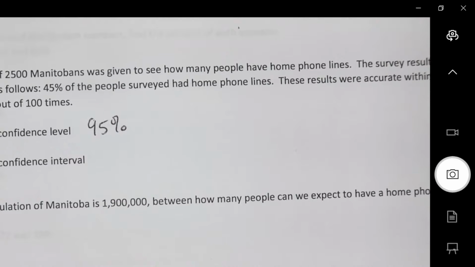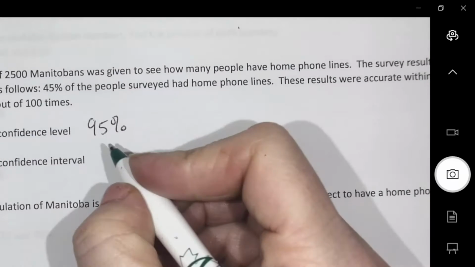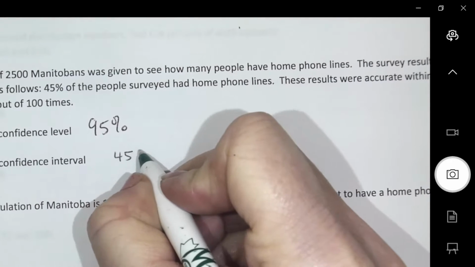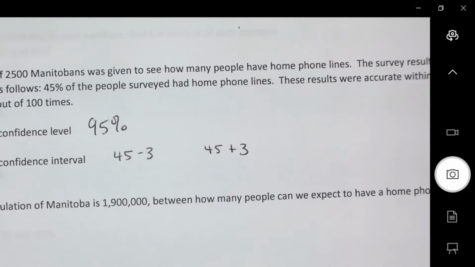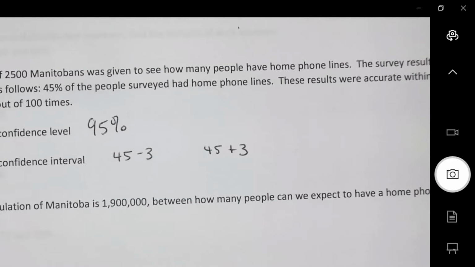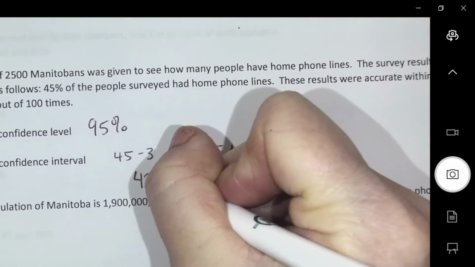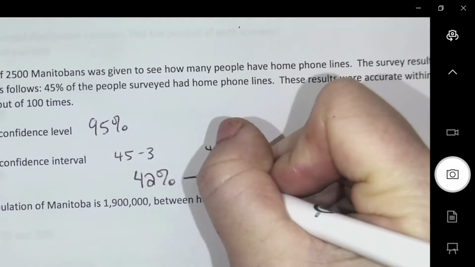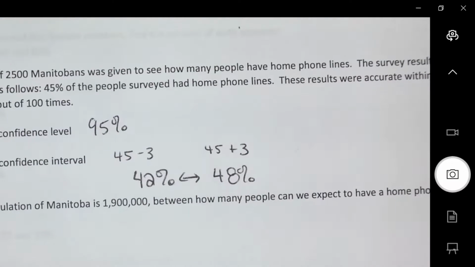State the confidence interval. So I need to go 45 subtract 3, and 45 plus 3, because my margin of error is plus or minus 3. So I'm either above it for 3 or below it for 3. So the interval is from 42% to 48% of the people. That's the interval.